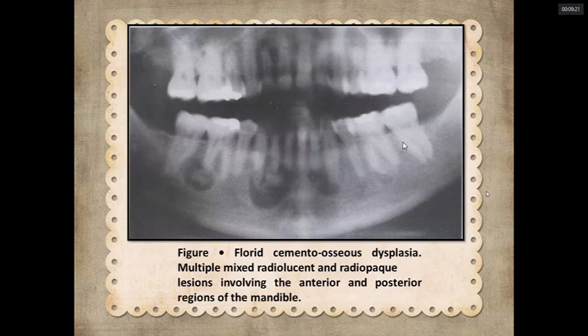So here you can see the OPG of a patient affected with florid cemento-osseous dysplasia. You can see multiple mixed radiolucent and radio-opaque lesions involving the anterior and posterior regions of the mandible. Here you can see the mixed radiolucency, and at the center you can also see the radio-opacity, and it is present in both the anterior region as well as the posterior region of the jaw. So this is an example of florid cemento-osseous dysplasia.